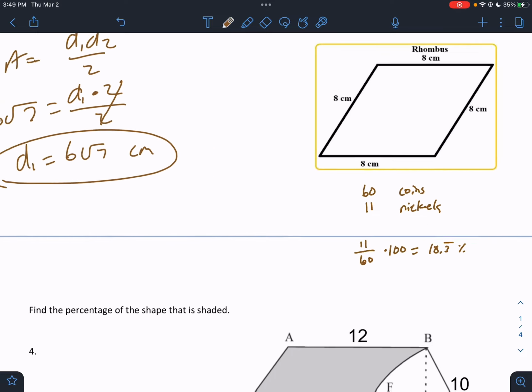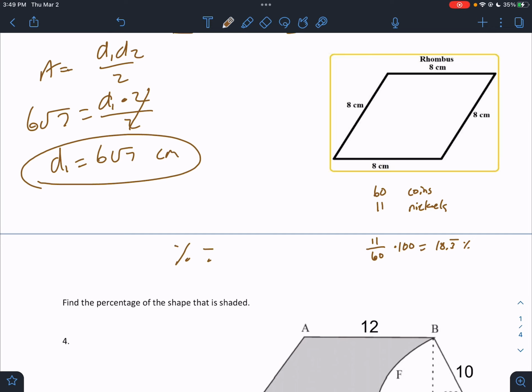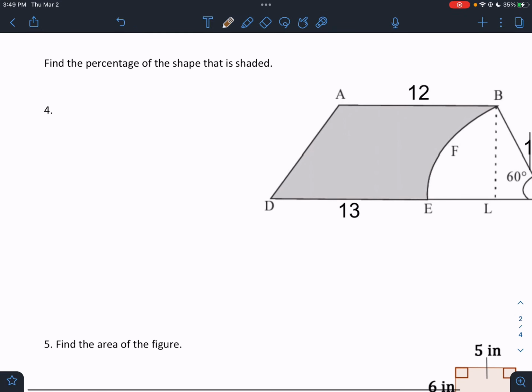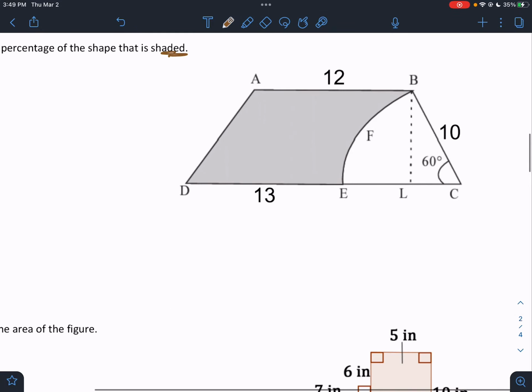That's what it is. So percent equals the part you care about divided by all of it times 100. That's how you get percent. We need to know that. We're going to use that. So for this shape, find the percentage that is shaded. Let's look. Let's come up with a plan.